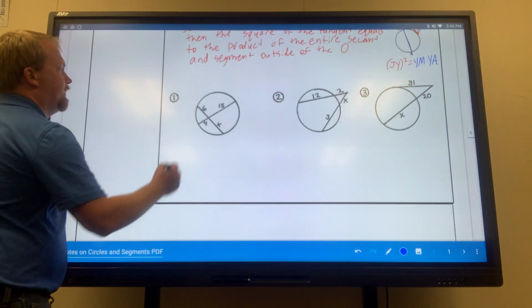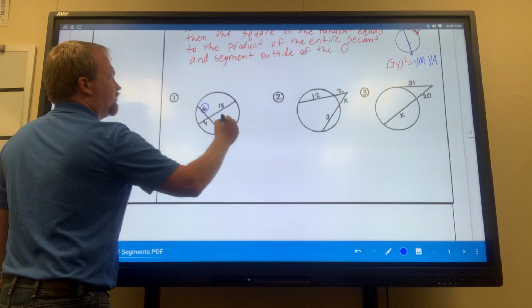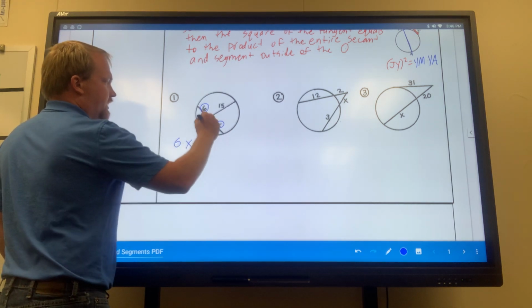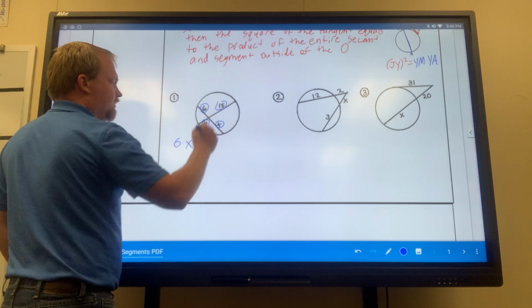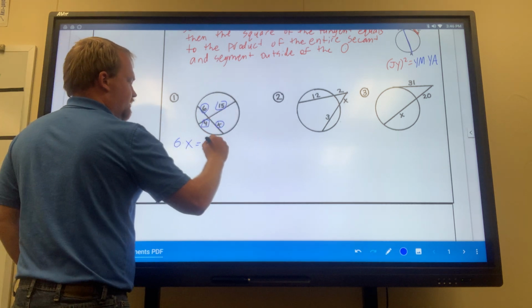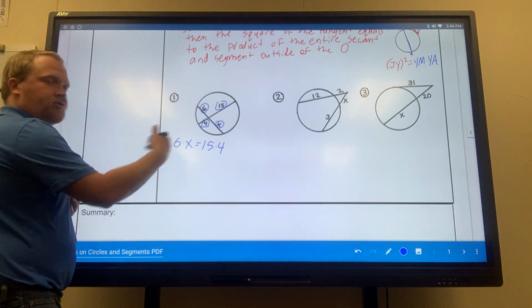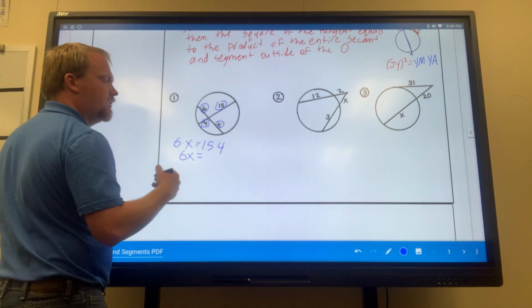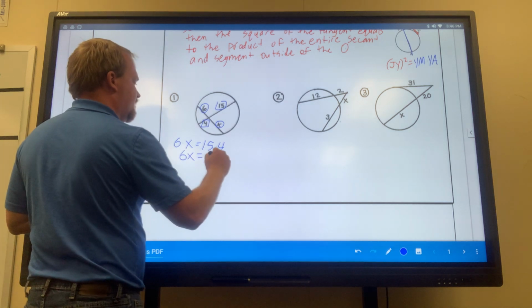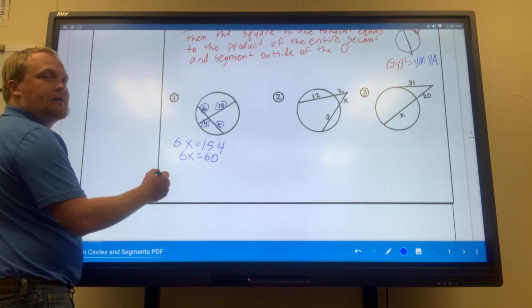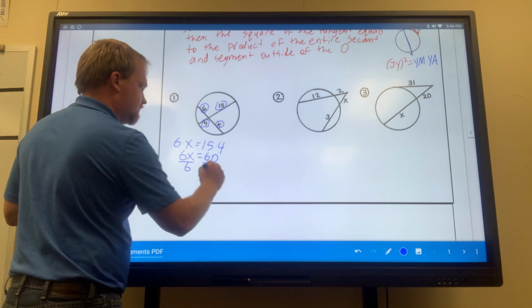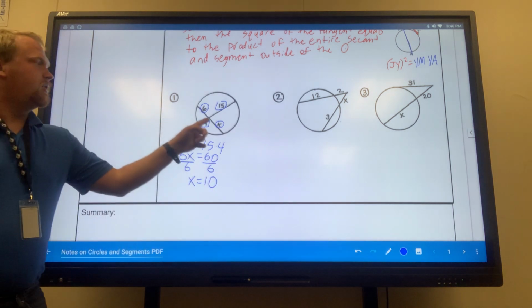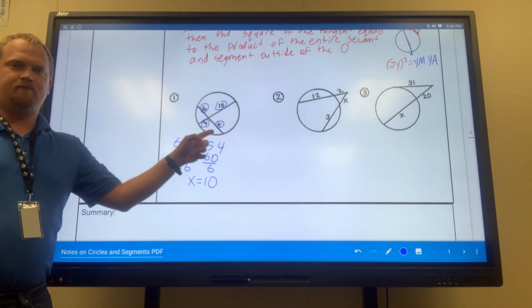So I have 6 and x on the same chord, so they multiply to each other. And I have a 4 and a 15, and they multiply to each other. So 6 times x is 6x, 15 times 4 is 60. All we've got to do is divide both sides by 6. x equals 10. So this length right here is actually 10.